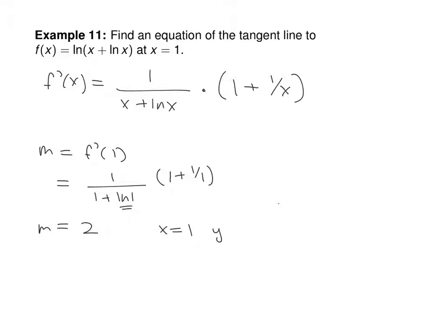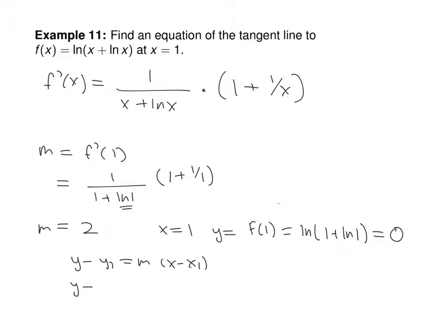Now I told you x was 1. Can you find the y coordinate if x is 1? Plug it in. The original. y will be f of 1, which is natural log of 1 plus natural log of 1, which I believe is 0. So y minus 0 equals 2 times x minus 1, or y equals 2x minus 2.